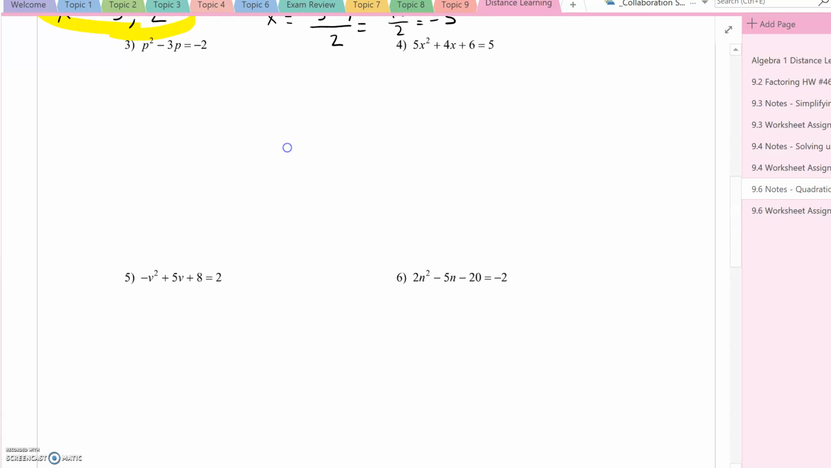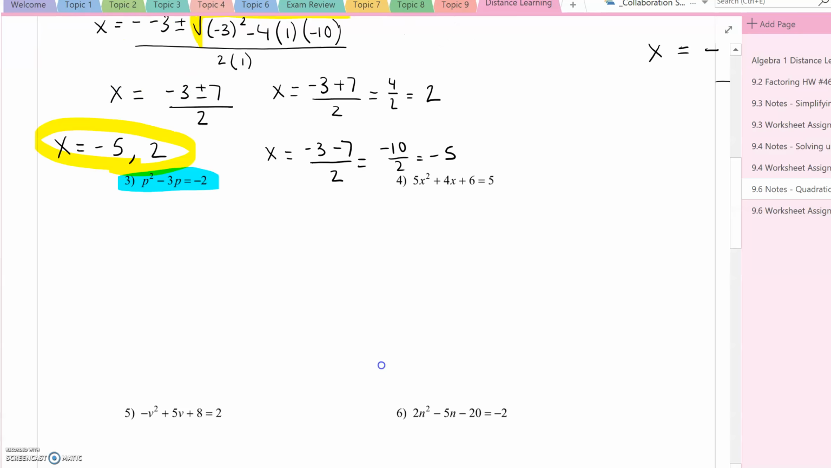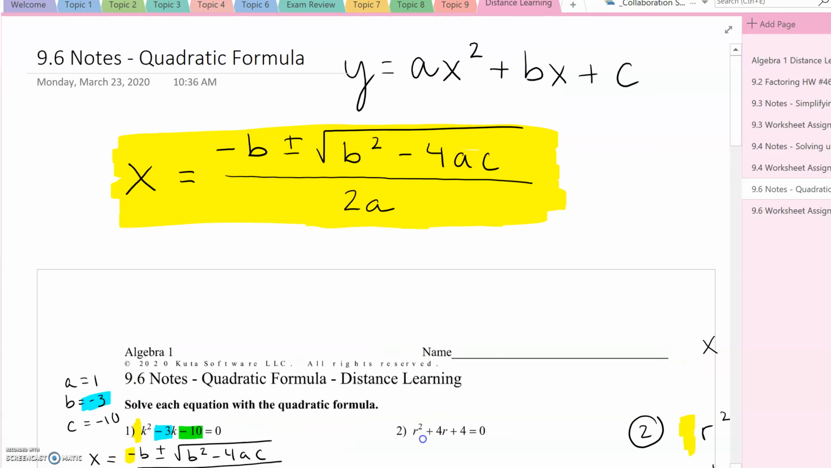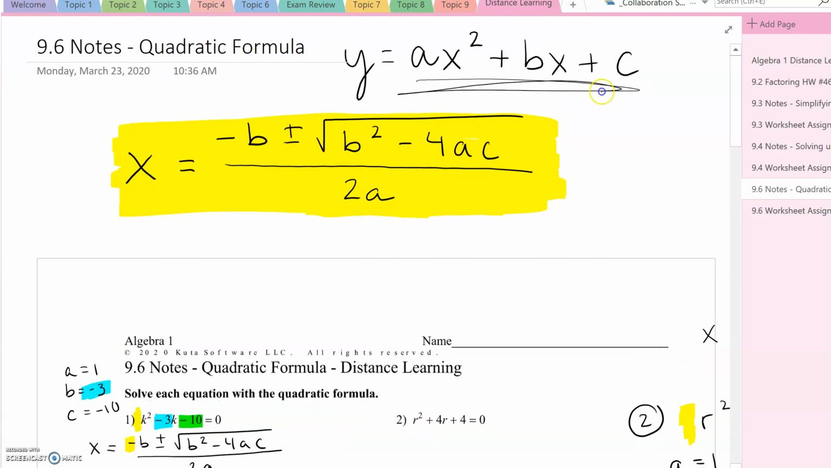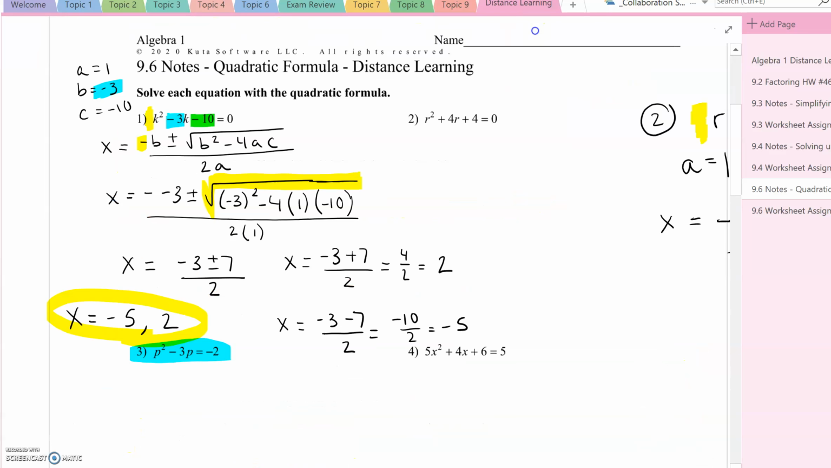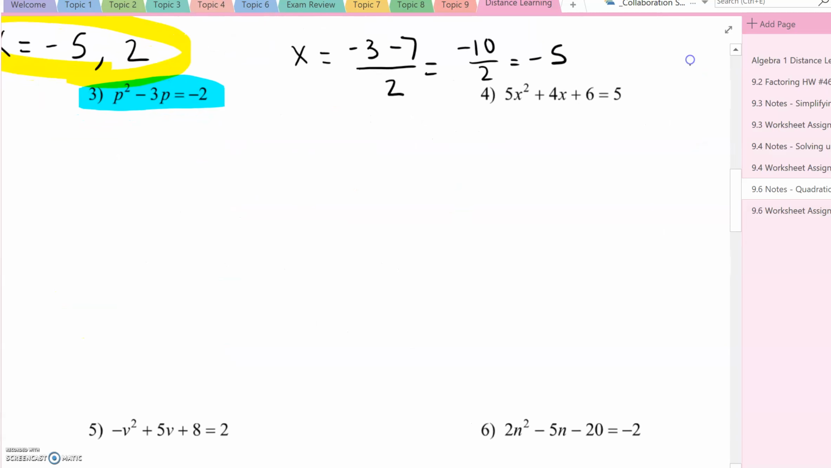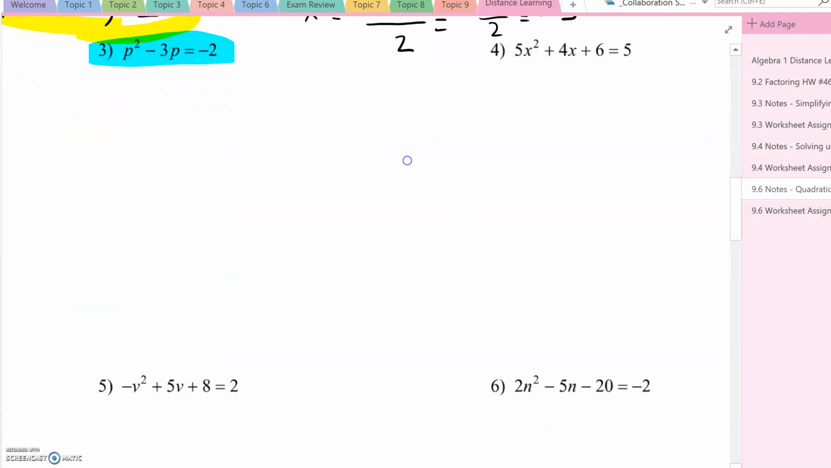All right, now in this video, we're going to go over how to solve a quadratic using the quadratic formula when it's not in standard form. So hopefully you remember what standard form is. Standard form is when it's in y equals ax squared plus bx plus c form. What do you notice about problem 3? It's not in ax squared plus bx plus c form, right?